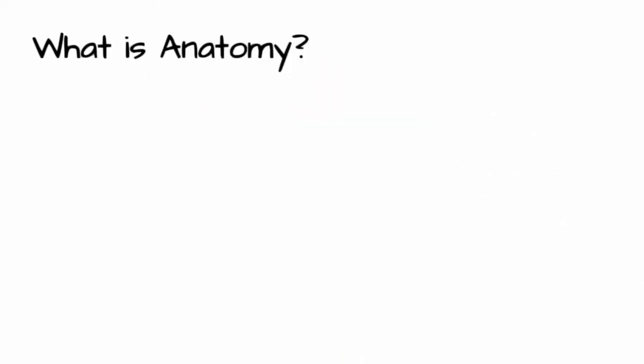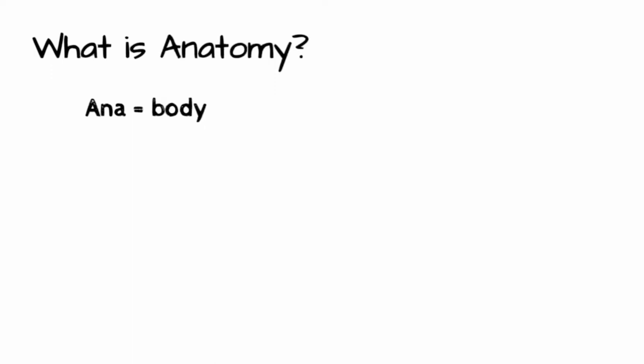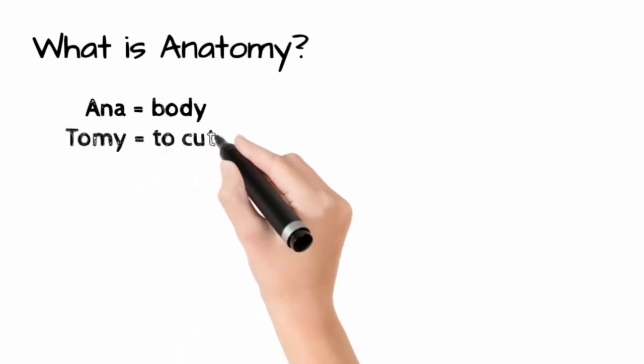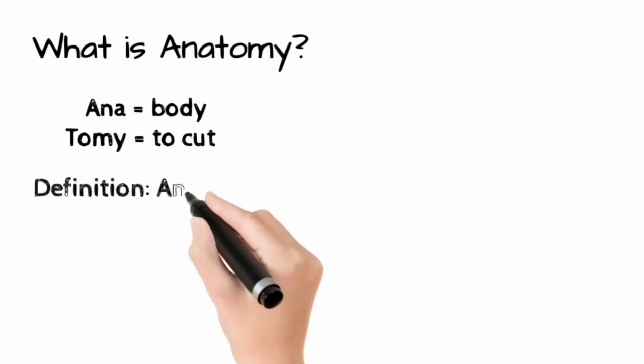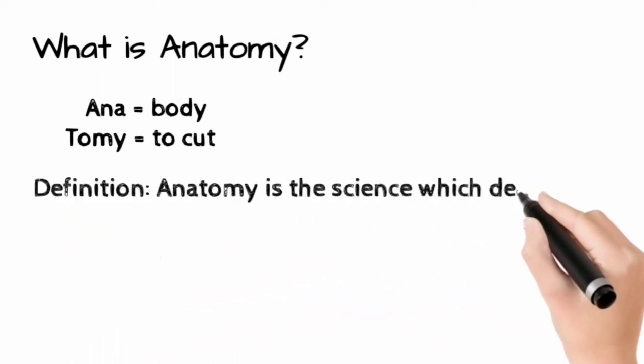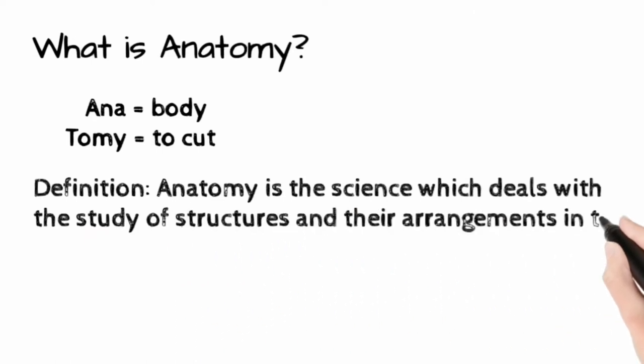First, let's see what is anatomy. The word anatomy has two terms. Ana, which means body, and tomy, which means to cut. Coming to the definition of anatomy. Anatomy is the science which deals with the study of structures and their arrangements in the human body.